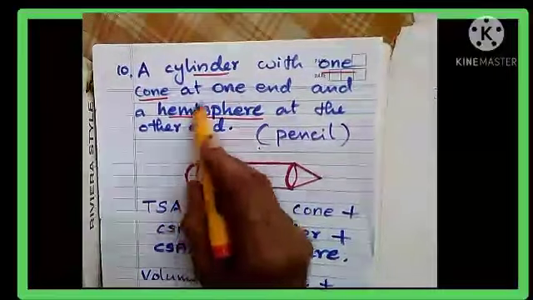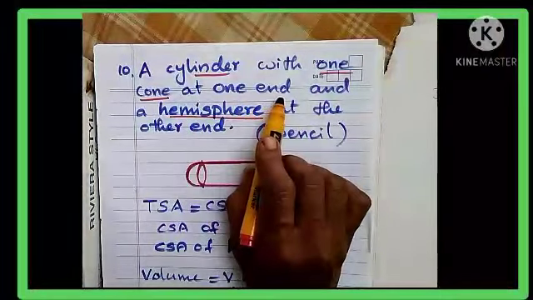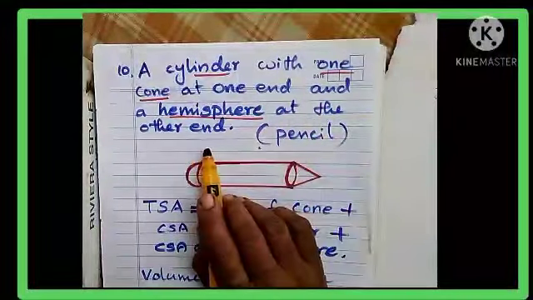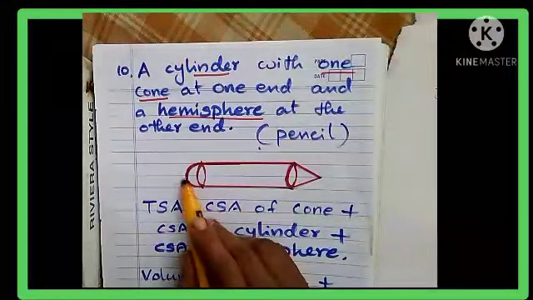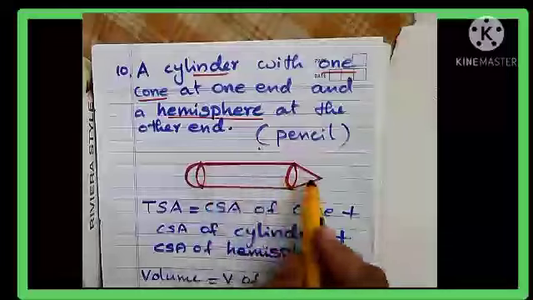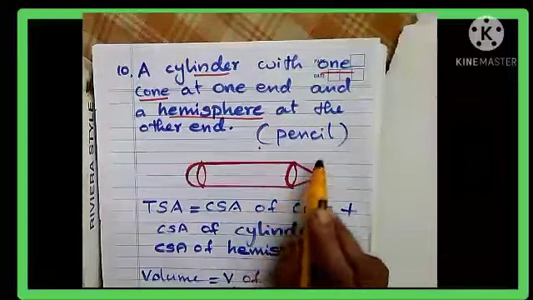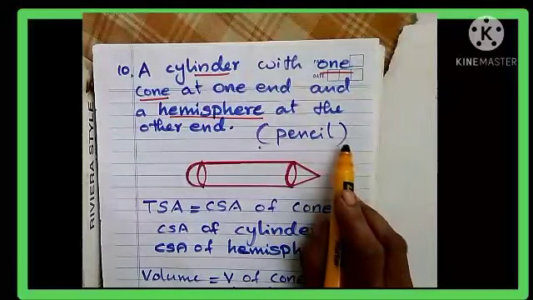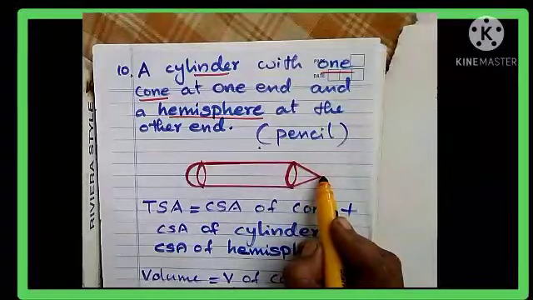Now the 10th one is a cylinder with one cone at one end and a hemisphere at the other end. A cylinder is given, at one end it is attaching a hemisphere and at the other end it is a cone. It's a shape you can imagine as a pencil shape. Here it is the rubber portion and here it is the pencil tip.